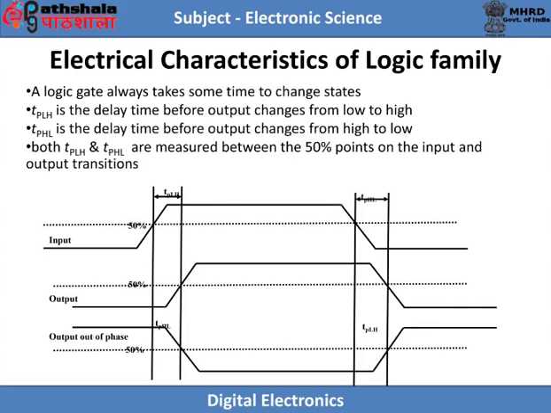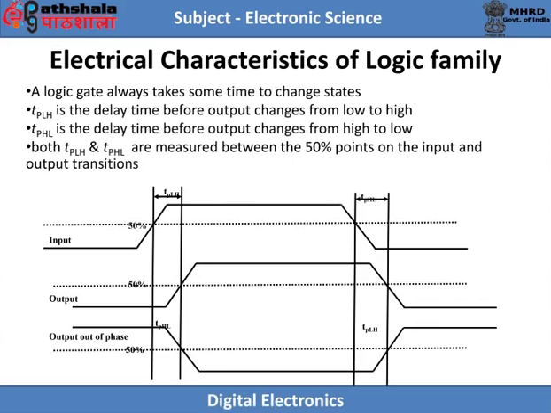Propagation delay TPLH. This is the time delay between specified voltage points on the input and output waveforms with the output changing from low to high. Propagation delay TPHL. This is the time delay between specified voltage points on the input and output waveforms with the output changing from high to low.